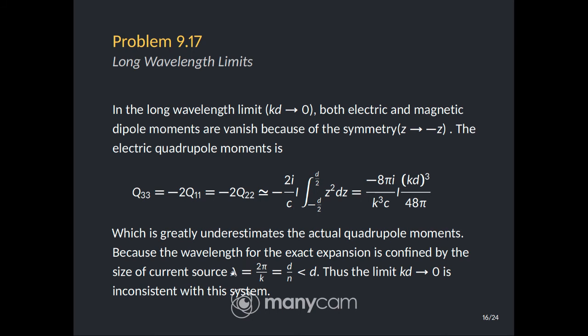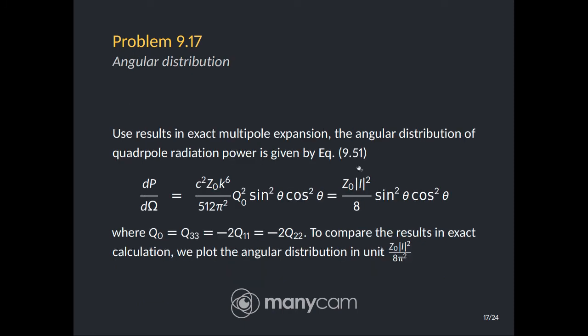So the wavelength lambda is at most equal to the size of the source. The wavelength can be greater than d. Thus, the long wavelength limit kd is inconsistent with this system's configuration, because kd is at least equal to 2 pi.